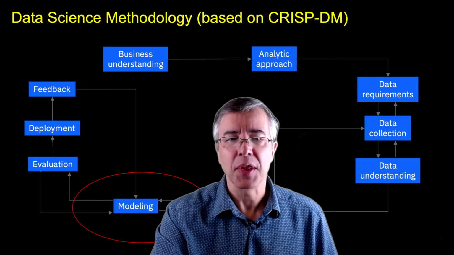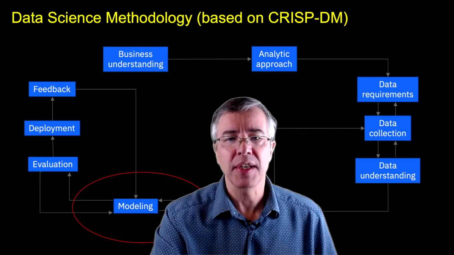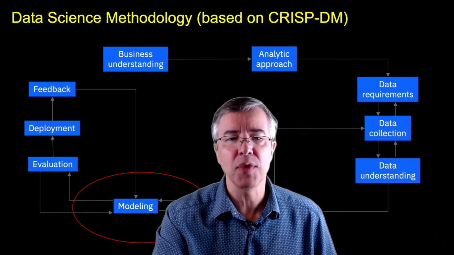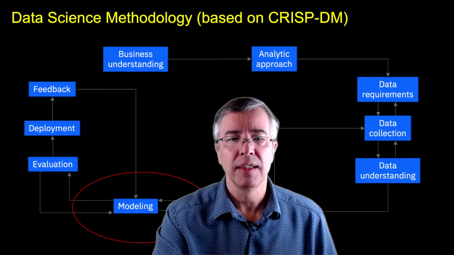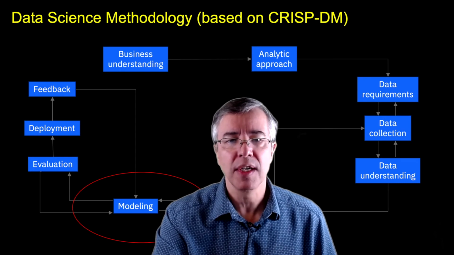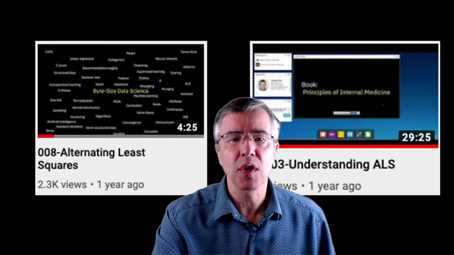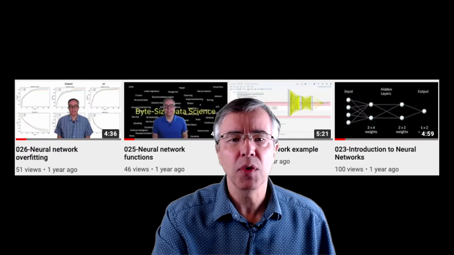In video 63, we talked about some types of modeling, including clustering, classification, and regression. We saw that with regression and classification, we need pre-scored or labeled data. There are other types of algorithms, such as collaborative filtering, used to create recommendation engines, and, of course, neural networks for deep learning. You can watch video 8 and W3 on alternating least squares that relates to recommendation engines, and video 23 to 26 on neural networks.